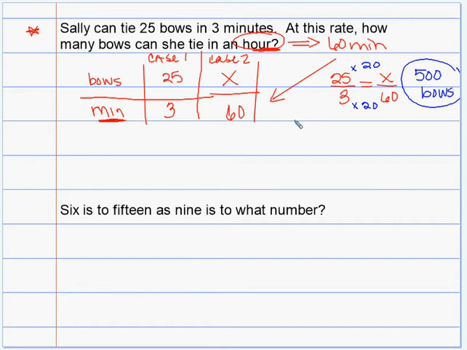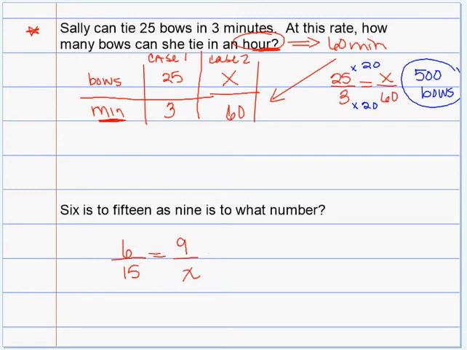Now, this last one, this analogy, these are pretty neat because you'll see these a lot, especially on the Iowa assessment or MAP tests or any standardized test. They will give you these number puzzles. 6 is to 15 as 9 is to what number? That is just asking you to do this. 6 is to 15 as 9 is to what number? They're asking you to find the ratio where these are equal.